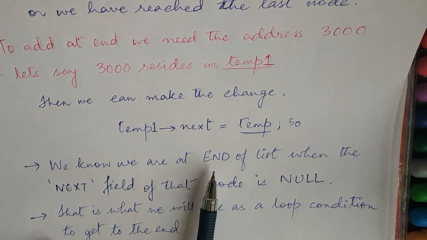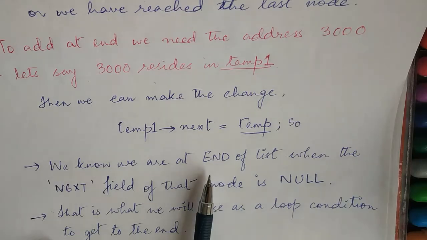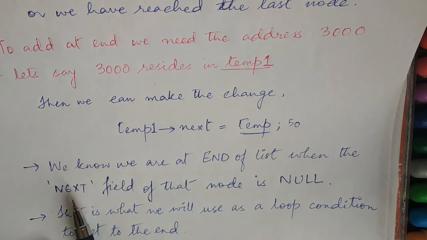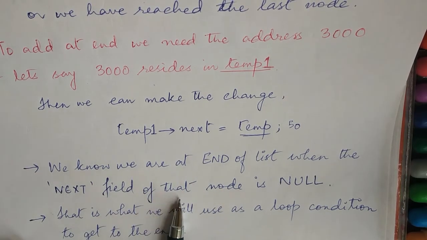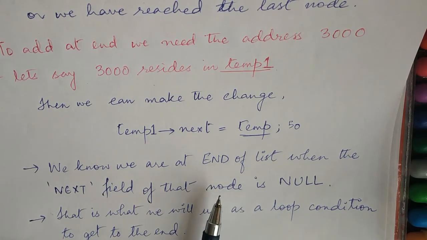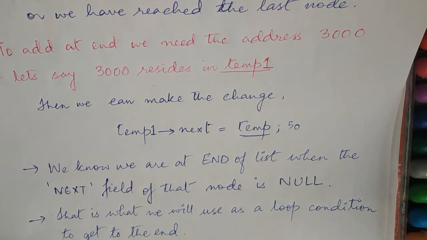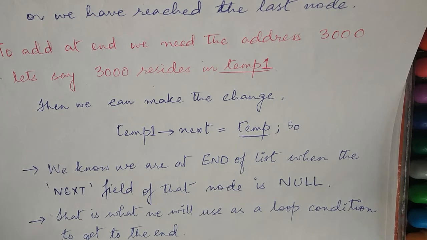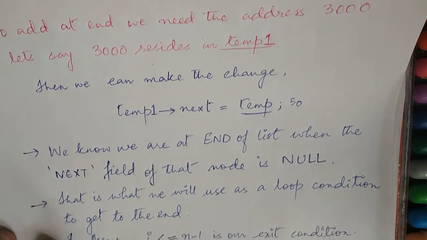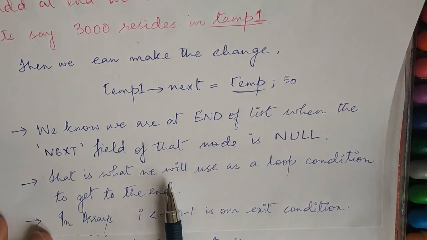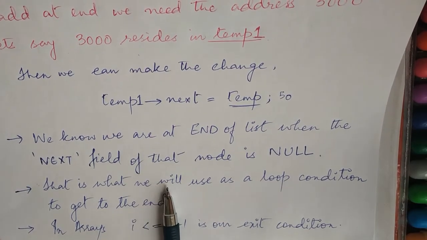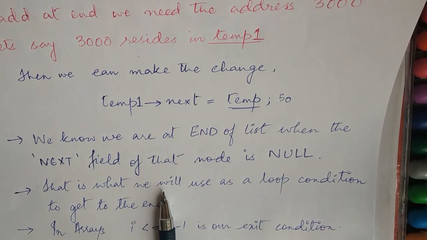So again, how do we get to the end of the linked list? As a programmer, you'll just have the start pointer with you. So let's see. We know we are at the end of a list when the next field of that node is null. So this is what we are going to use as our loop condition. For example, when you write a loop to print an array, what do you say? Go from 0 to n minus 1. So your stopping condition is n minus 1. So what is our loop condition here? Our loop condition is when the next field of a particular node is null, that is when you know you are at the end of the linked list.